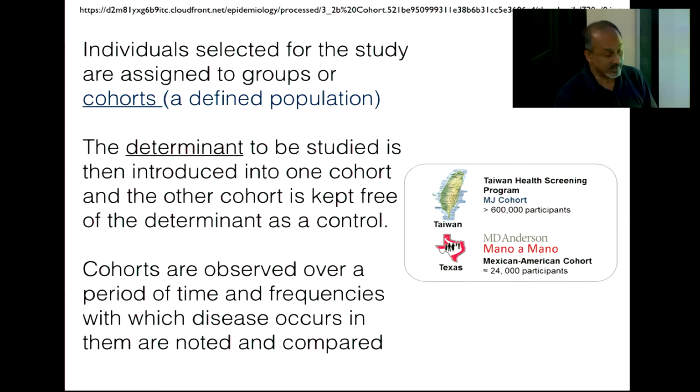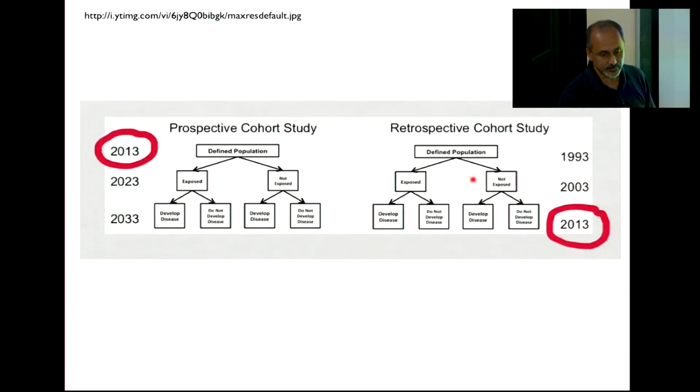So these cohorts can be fairly large. The Taiwan cohort has more than 600,000 participants. The MD Anderson cohort for Mexican Americans has about 24,000. So these are typical numbers. Some number between 10,000 and a few hundreds of thousands is not unusual in this field. So here are prospective cohort studies and retrospective cohort studies.